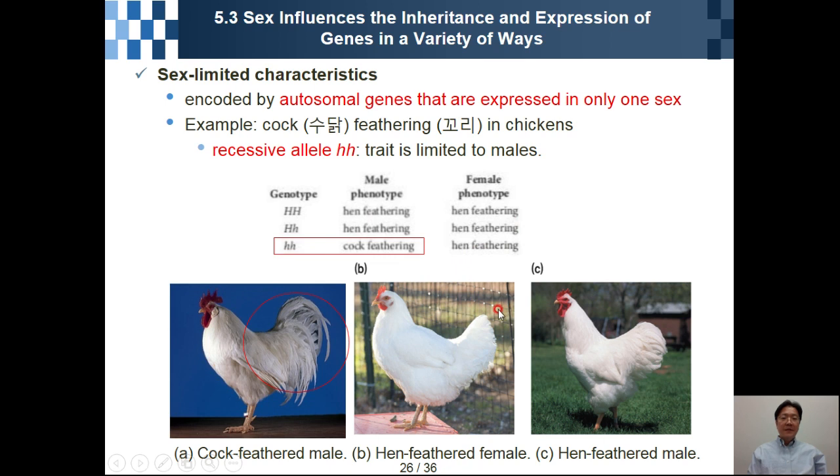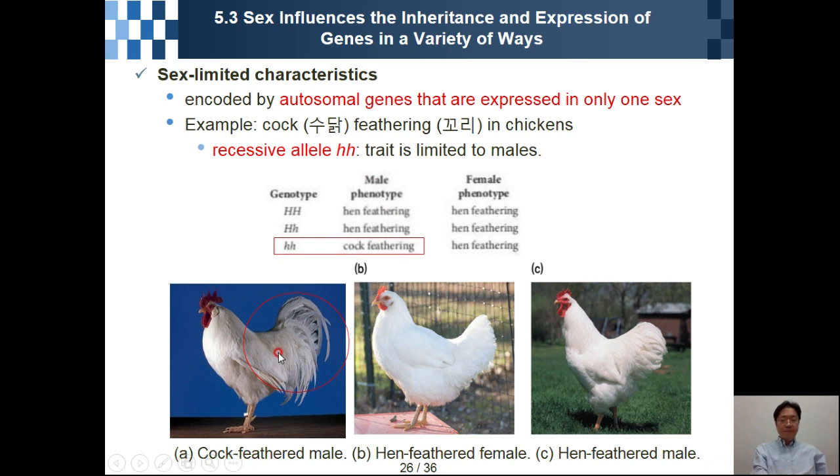So this is one example of a sex-limited characteristic encoded by an autosomal gene but expressed in only one sex. For example, the recessive allele small hh is only expressed in the male, so they show cock feathering like this.